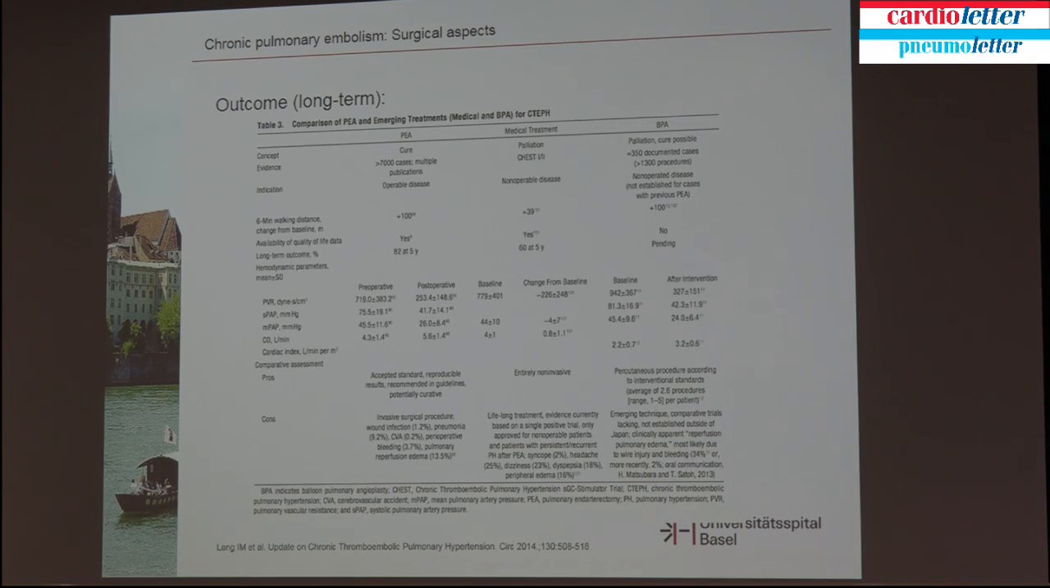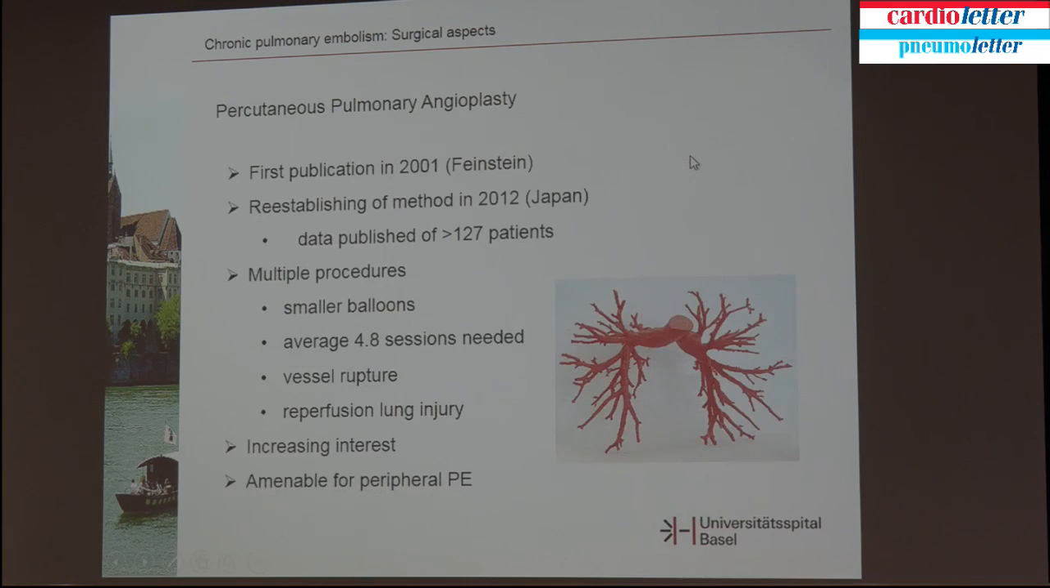Now, this is surgery, the acute surgery, and there are a couple of other possibilities, medical treatment and very recently the balloon angioplasty. And in this overview, it is said that the balloon angioplasty is a good method, a good means to treat these patients. But which patients should be treated with this? The first publication was in 2001 by Feinstein, but he was very unsuccessful because of postoperative pulmonary edema. So he stopped this operation.